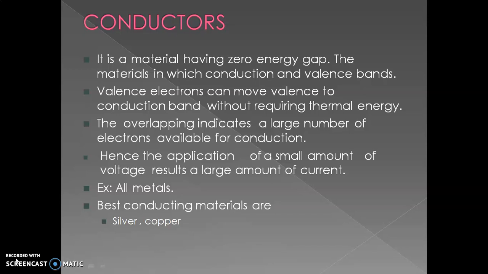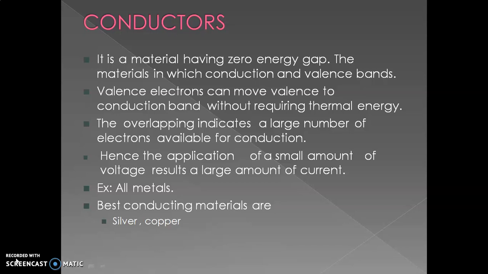Next, conductors. I'll give some important points about conductors. This type of material has a zero energy gap, because the conduction and valence bands are overlapped. Here, the valence electron can easily move from the valence band to the conduction band without requiring thermal energy. Because the two bands are overlapped, the electron easily flows from the valence band to the conduction band.